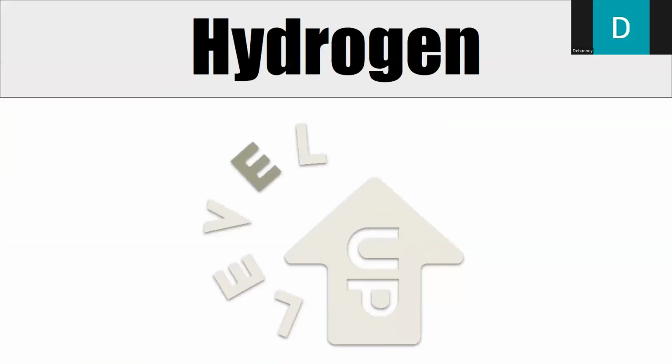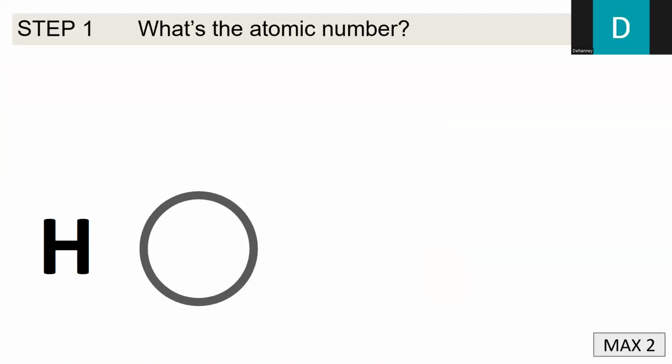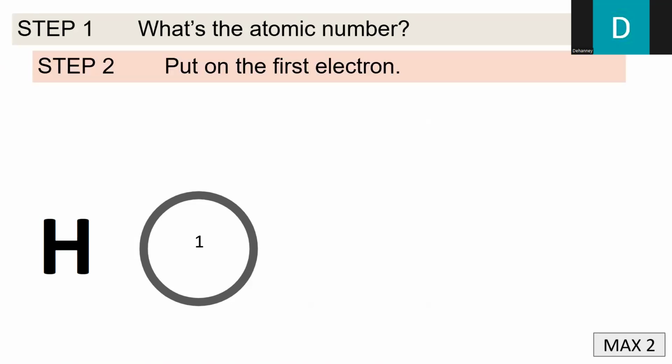Level 1, hydrogen. So let's level up. There's the first shell. Step 1, what's the atomic number? Everybody will be wondering what that is, so they'll be looking at their periodic table, and the answer is 1. Everybody will be yelling 1. Okay, fine, 1. And there it is. Put on the first electron. That's step 2. So 1 electron because it's 1 for the atomic number.